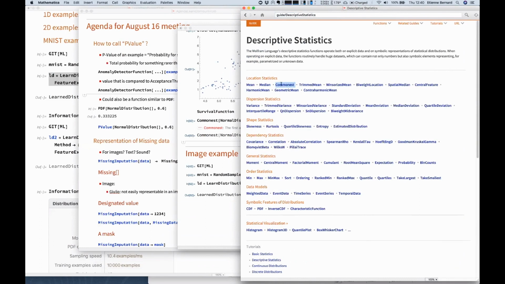My question is, which of these are plausibly supportable for these wild learned distributions? I think commonest. For this one, I think only commonest. Now, anything that uses a metric is bye-bye.